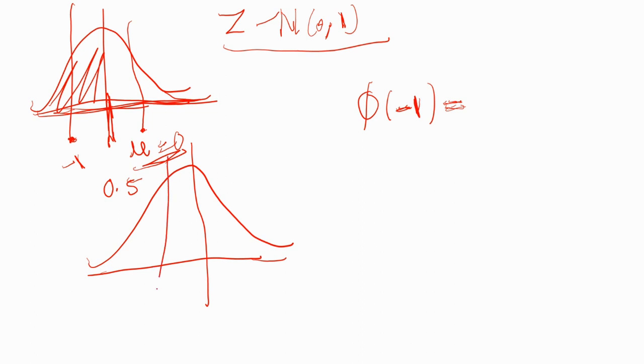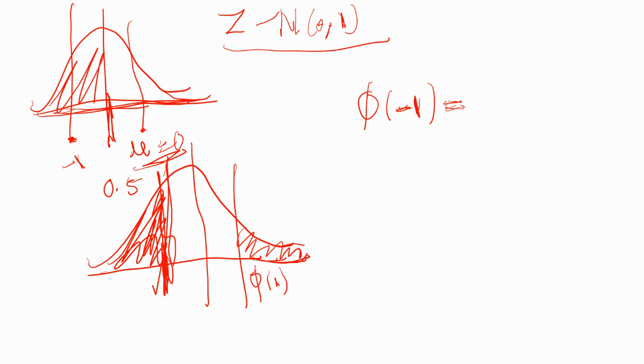Phi of minus 1 will be this area. So now this area is equal to this area, right? If you have just the table for the positive, what you will do is subtract 1. This is phi 1. This is phi minus 1. So to find this area, this is equal to this one.